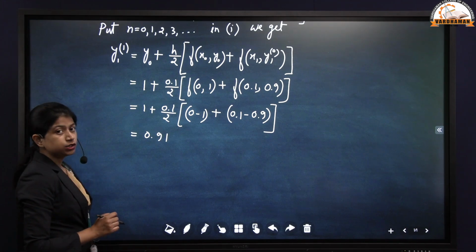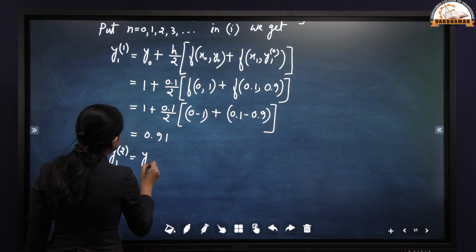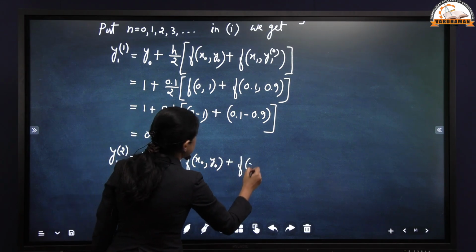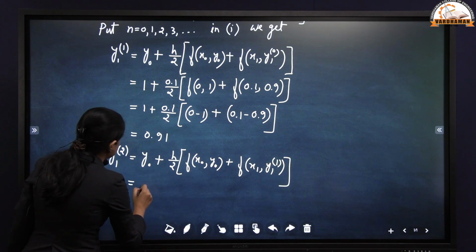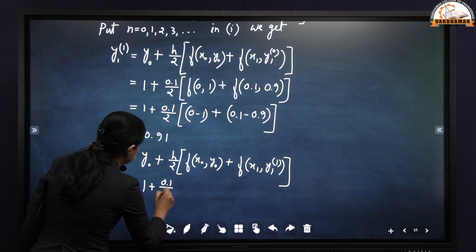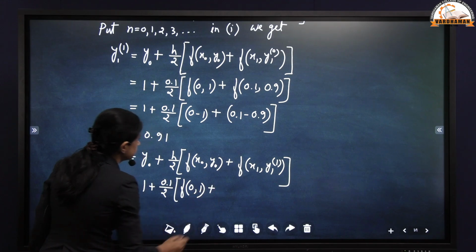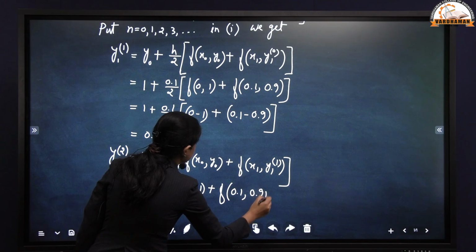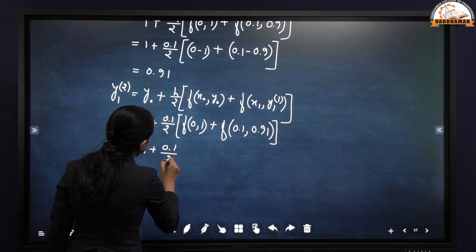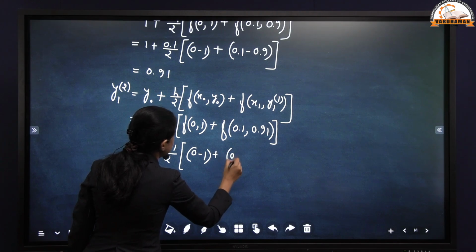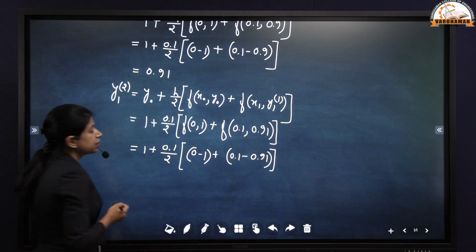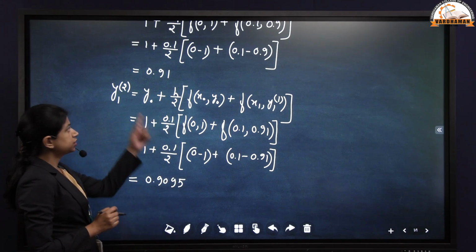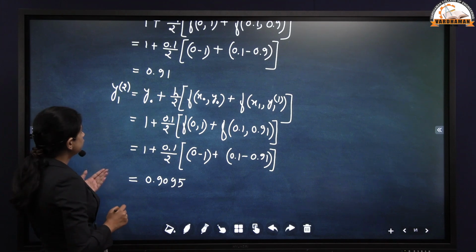Next we will find y1 2. y1 2 will be given by y naught plus h by 2 f of x naught comma y naught plus f of x1 comma y1 1. We have y naught is 1 plus 0.1 by 2 f of 0 comma 1 plus f of x1 is 0.1, y1 1 is 0.91. We have 1 plus 0.1 by 2 times 0 minus 1 plus 0.1 minus 0.91. If we compute this value, we will get 0.9095. So these two are still not equal, so we will find another one, y1 3.